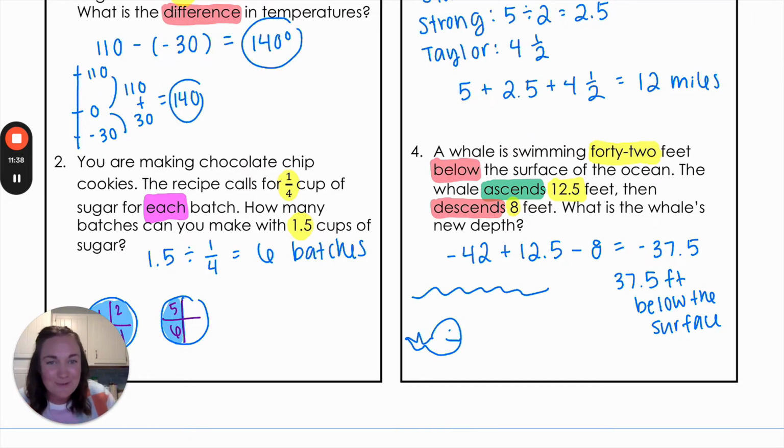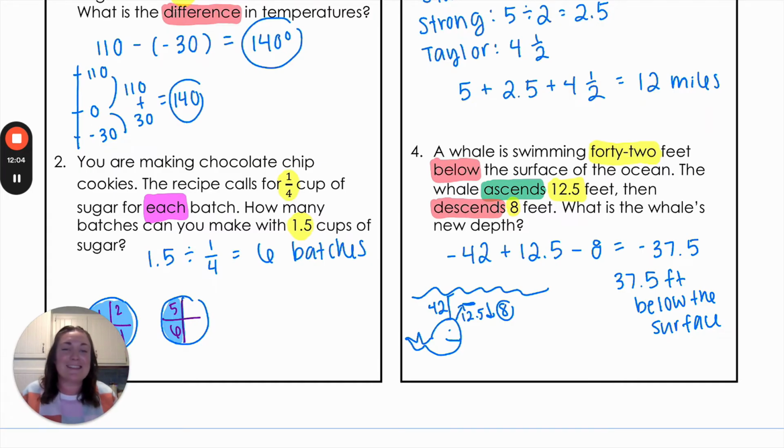And this whale is 42 feet below the surface, right? So we're starting out down here, 42 feet below. We know the whale goes up 12.5, which wouldn't bring him above the water, right? He's still below the water, just higher up. And then descending again, another 8. So we know that we should still be under the water, which makes sense, right? A whale's not going to be jumping out of the water and staying there and floating, right?